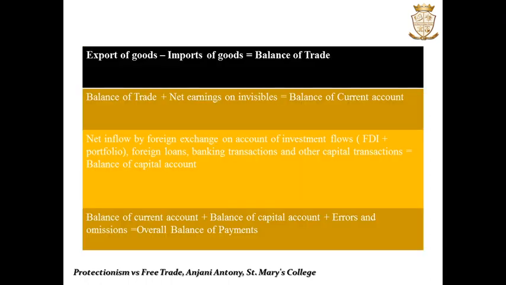Balance of trade is equal to export of goods minus imports of goods. Balance of current account is equal to balance of trade plus net earnings on invisibles. Net inflow of foreign exchange on account of investment flows, that is FDI, plus portfolio, foreign loans, banking transactions and other capital transactions, is equal to balance of capital account. Balance of current account plus balance of capital account plus errors and omissions is equal to overall balance of payment. So these are some formulas or equations which are used in BOP.